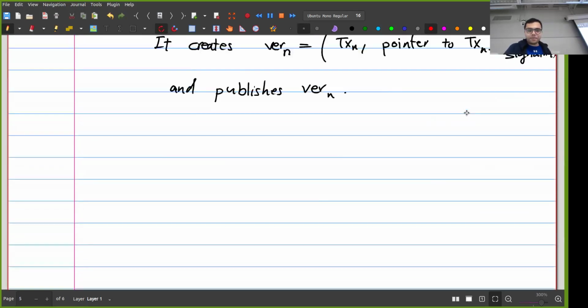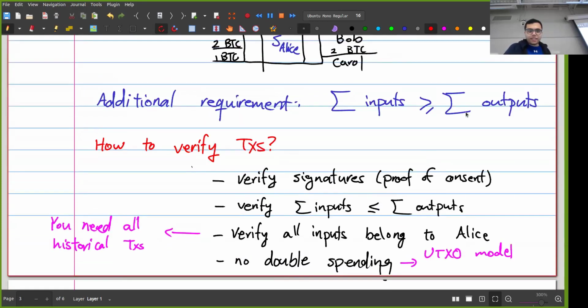Okay. One more point. We said that the bank can create new units of money, right? How do I do that? Well, I just tell all of my nodes that when you're verifying that the transaction is valid, don't apply this one check, the check that says the sum of inputs should be less than or equal to the sum of outputs, to the transactions that are coming from the bank, right? So the bank can create transactions in which there is more money created, basically. So this does not apply to the bank.